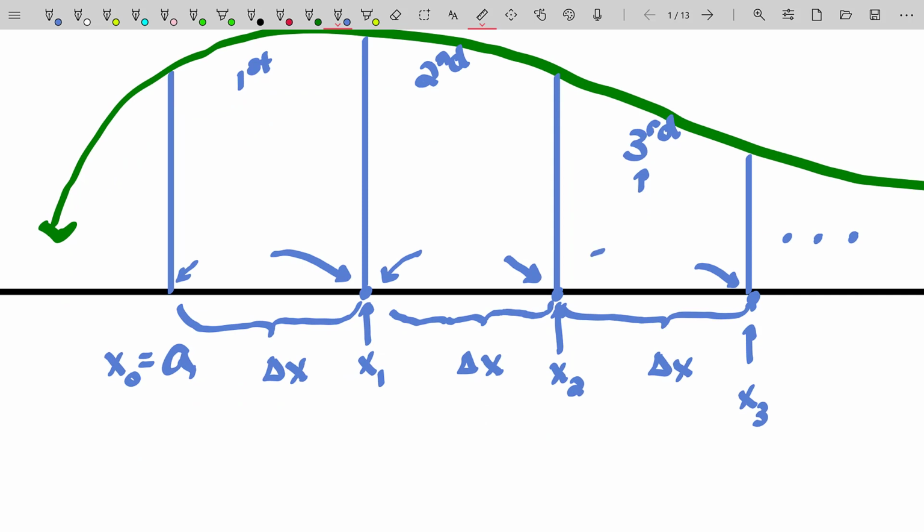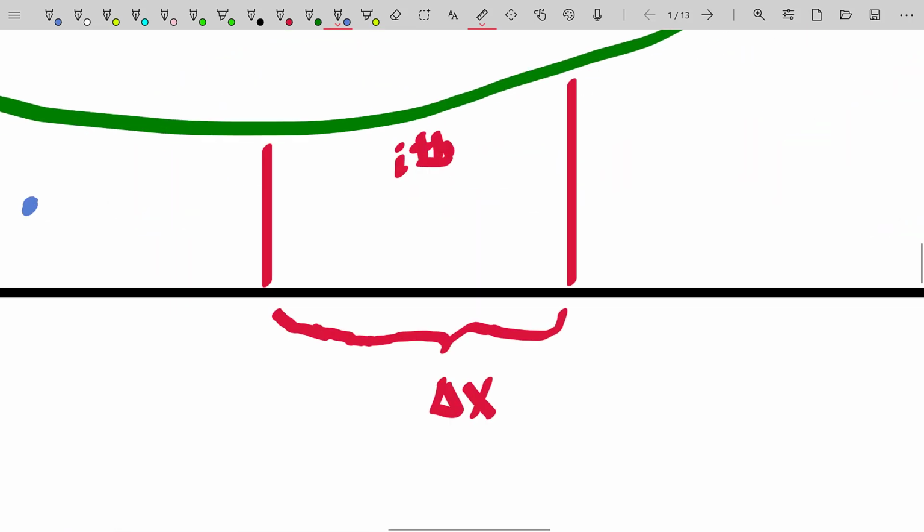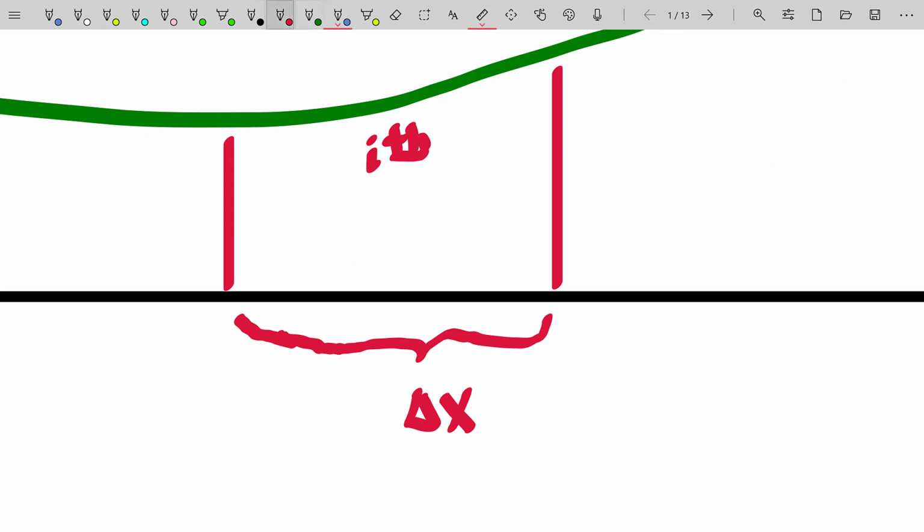The third subinterval, its left endpoint is x sub 2. So these are going to help us define what the x values are for our ith interval, which is this guy right here. Remember, the right edge point of this ith interval is going to have an x value that matches, or an index for the x value that matches, the index for the slice number. So this is the ith slice, so the right edge is x sub i. The left edge is x sub i minus 1.